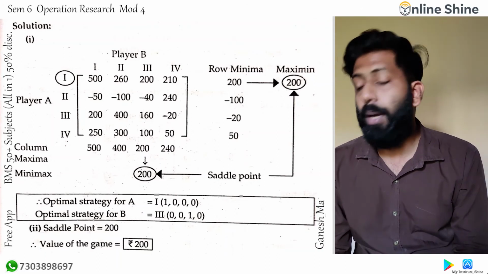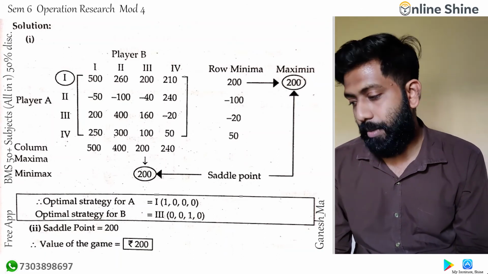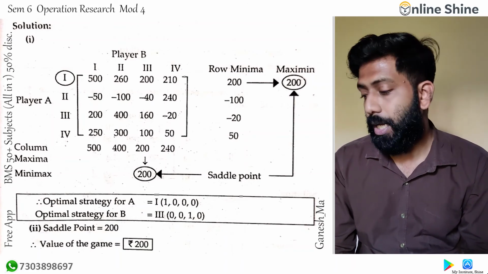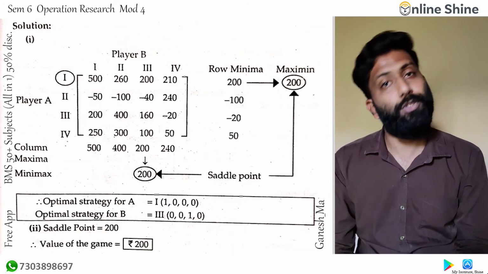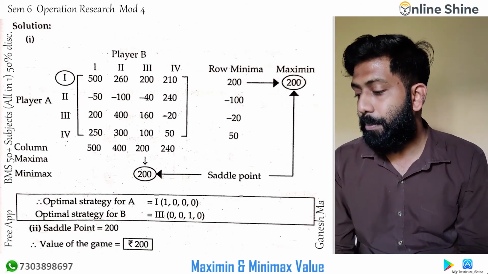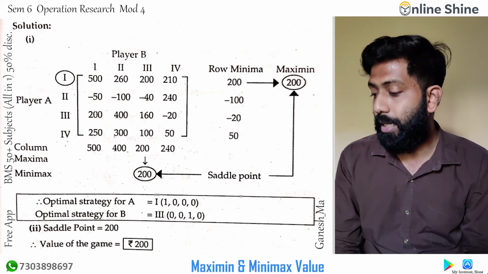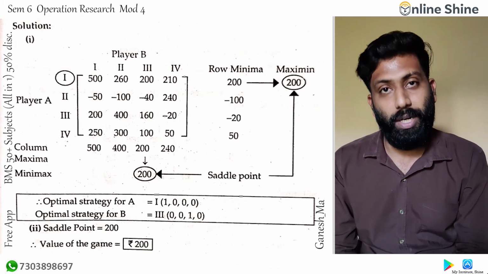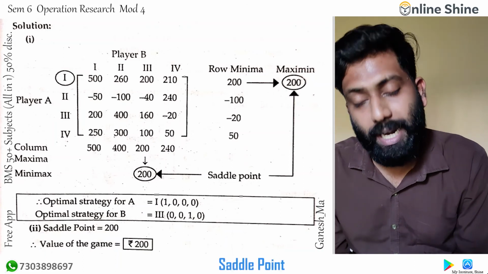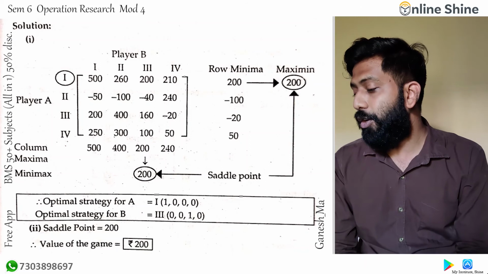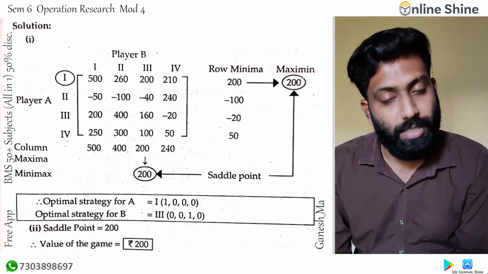Similarly, for minimax in the column maxima, from the maximum values we need to find the minimum value, so we get 200. So we can see that the maximin and minimax value for the given matrix is 200, which is common for both, and that is the saddle point, which is nothing but the value of the game. So the value of the game is rupees 200, which is the saddle point.